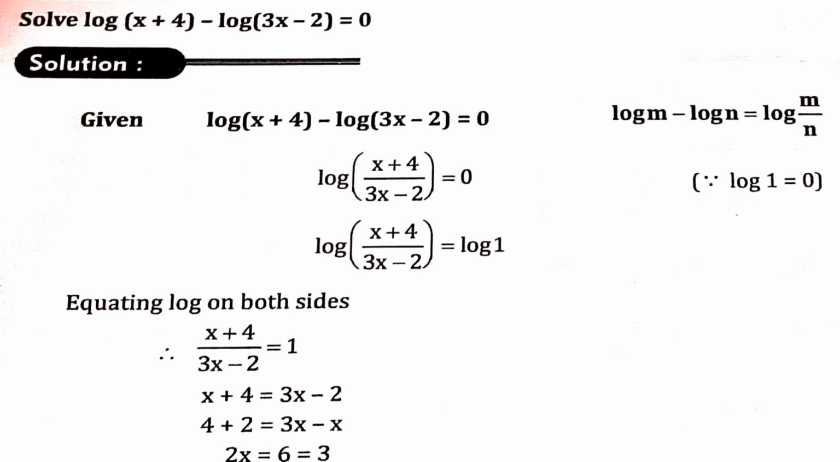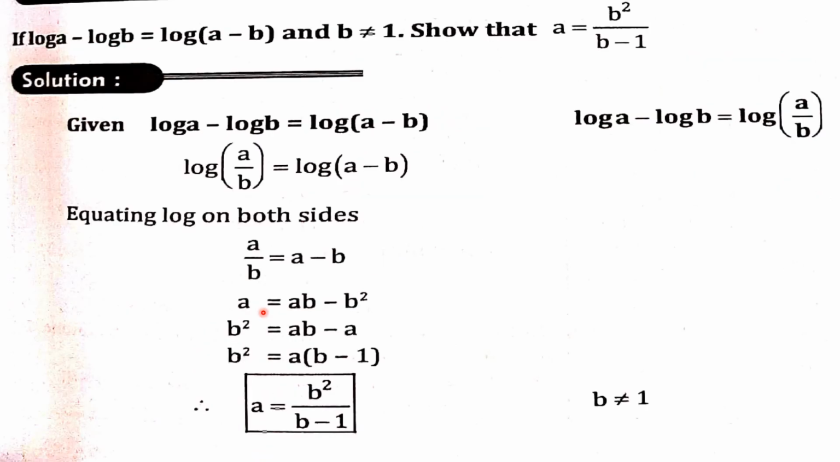So this is how you will find out the x value. So whenever you have log as common, if log a minus log b is equal to log of a minus b, and b should not be equal to 1, show that. So here you have to prove this is equal. So log a minus log b is written as log a divided by b, according to the equation, is equal to log of a minus b. So log and log are the same, so cancel that. a by b is equal to a minus b. Cross multiplication, a is equal to ab minus b square.